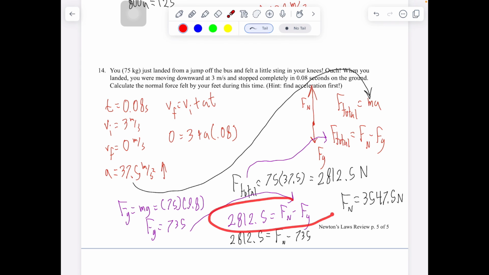right here. But we didn't have the total force. We had to work backwards. We also didn't have the force of gravity. We had to find the force of gravity. We had to find the total force to solve.